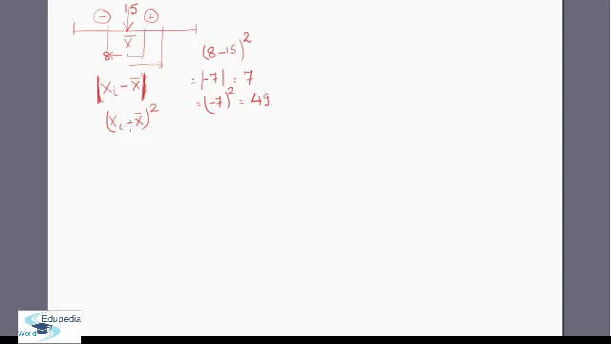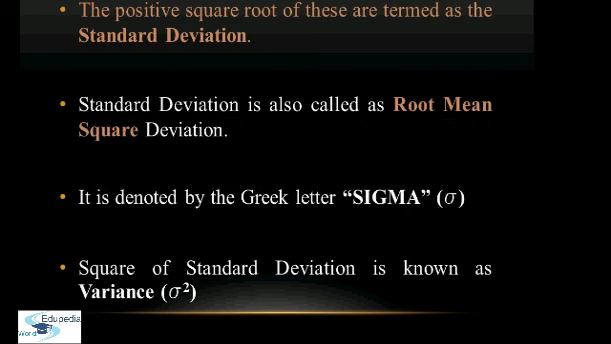So now we take the deviation from all of these individual data and sum them up after squaring them, and then we take the average of this, that is, we divide it by the total number of data. And finally, taking the positive root of this number, we get the standard deviation. Now the standard deviation is also called the root mean square deviation, and it's denoted by the letter sigma.